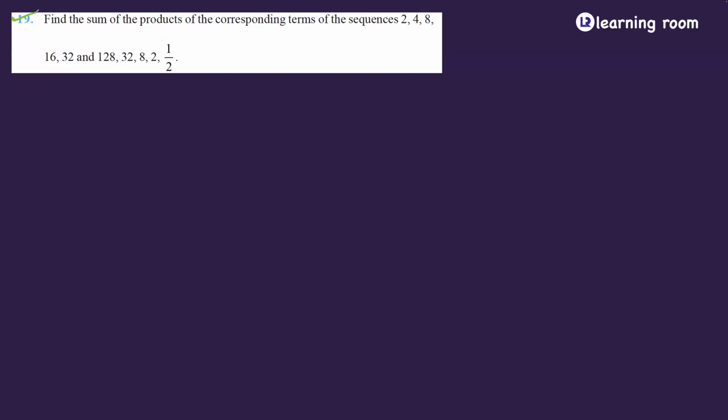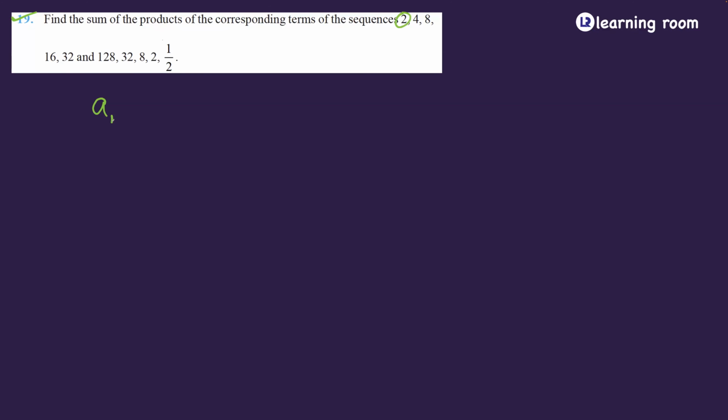The 19th question is, find the sum of the products of the corresponding terms of the sequences 2, 4, 8, 16, 32 and 128, 32, 8, 2 and half. So the first term in the first sequence is 2. That's what I'm doing. That's what I told you.